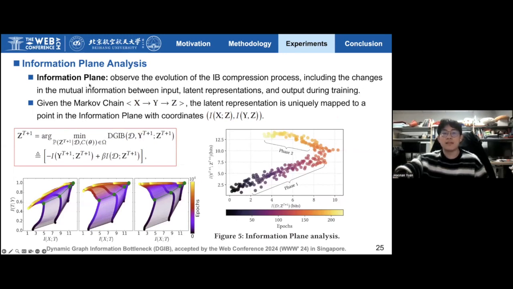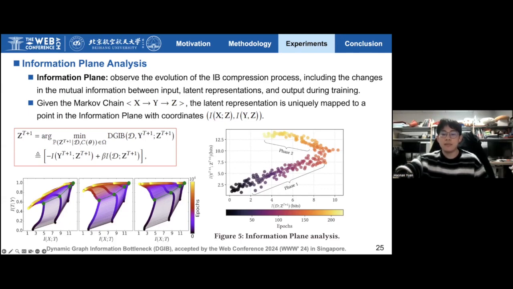The information plane is widely applied to analyze the changes in the mutual information between the input, latent representations, and the output during training. So given the Markov chain X to Y to Z, the latent representation is uniquely mapped to a point in an information plane, which has coordinates I(X;Z) and I(Y;Z).